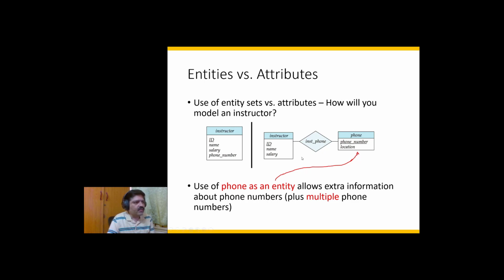I also have another option where I could say that instructor participates in an inst_phone relationship with another entity phone, which has phone number, location, and so on. The advantage of designing it this way is that I could have multiple phone numbers associated with instructor, and also it allows me to add additional information about phone. So if phone is a complex entity with multiple attributes, I would prefer this way of designing the schema rather than choosing this way of doing it.